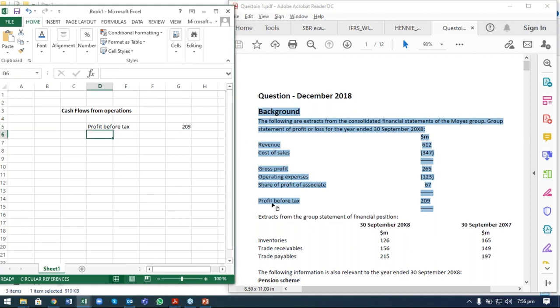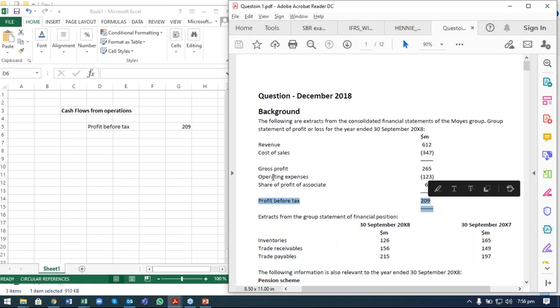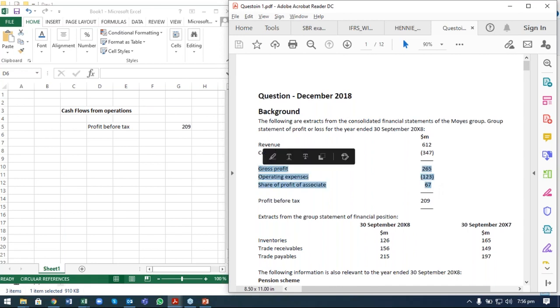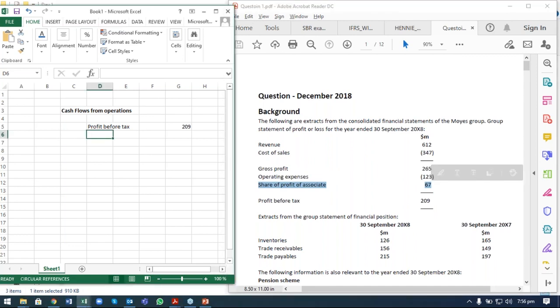Next thing that you should consider is, as we have mentioned, profit before tax. This profit before tax, I have told you that we need to move up in the income statement to make sure if there is any adjustment till this gross profit point, any adjustment which is a non-cash item, we have to account for it. And the only thing is share of profit from associate. So we need to adjust it back. We need to adjust share of profit from associate, which is 27.